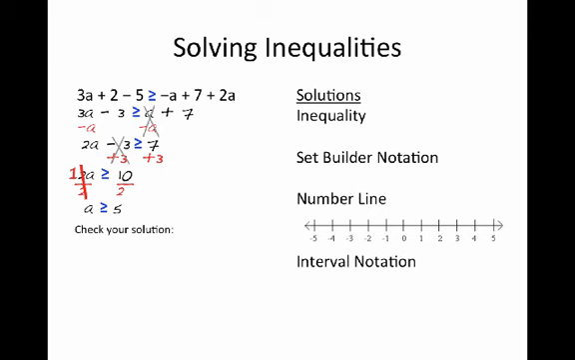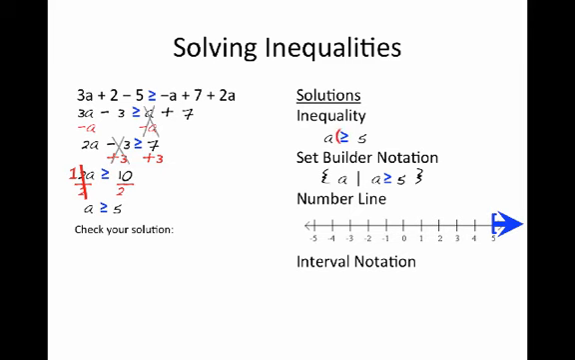Notice I divided by a positive number. I didn't change the direction of the inequality. A is greater than or equal to 5 is my solution written in inequality form. Set builder form, I can use any a such that a is greater than or equal to 5. On the number line, I start at the value of 5 and I go to the right. That's the direction my inequality points. I use a square bracket because I've got an equal in my inequality.